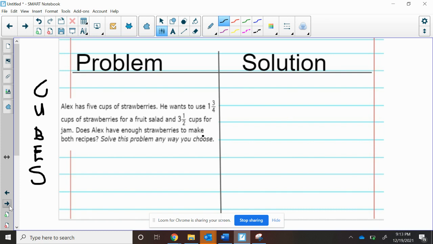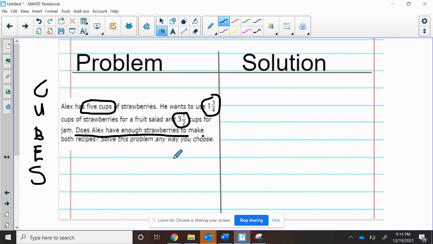Okay, so when I look at this problem, some things I know that I need to circle are he has 5 cups. That's how much we know that Alex has. But he wants to use 1 3/4 cup of strawberries for a fruit salad and 3.5 cups for jam. So this is our guiding question here: does Alex have enough strawberries to make both recipes? So we don't necessarily need to find the exact number. We know that he has 5.